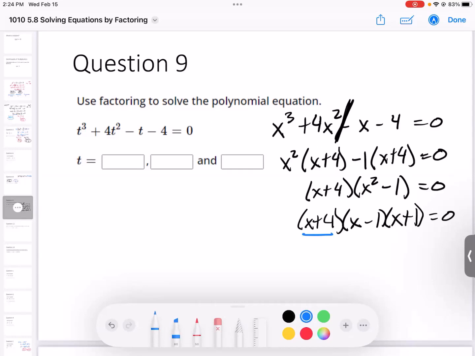And if I look at each factor and say, well, all 3 of these multiplied together has to equal 0. So if this one is the one that equals 0, then x has to be -4. If this is the one that equals 0, then x has to be 1. And if this is the one that equals 0, then x has to be -1.